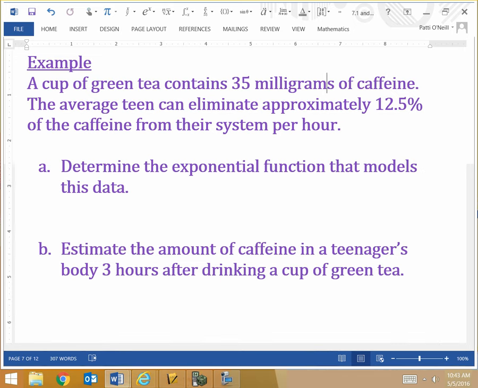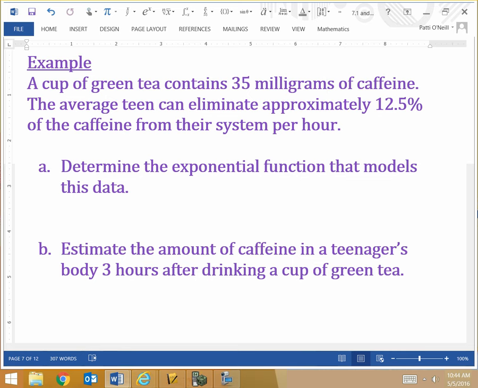Green tea. I don't know if any of you guys are green tea lovers. I'm not a huge fan. I think it's bitter. But anyway, a cup of green tea contains 35 milligrams of caffeine. The average teen can eliminate approximately 12.5% of the caffeine from their system per hour.